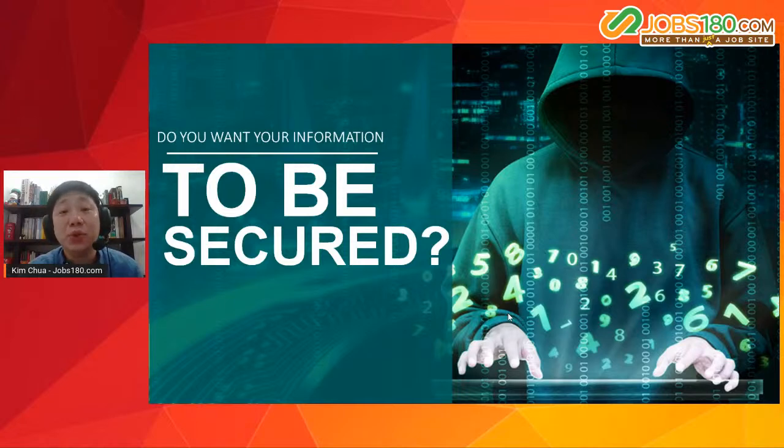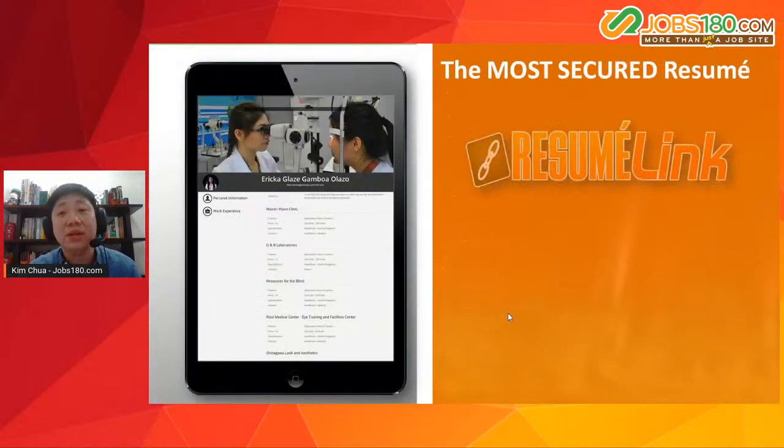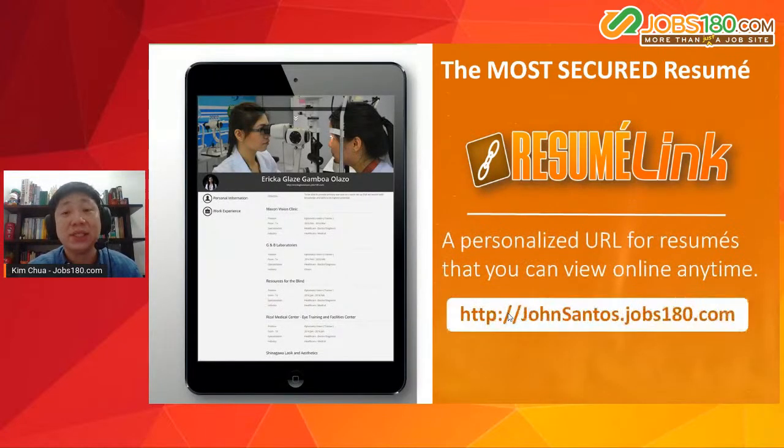Okay, so ano ba itong tool na ito? This tool is called the most secured resume platform. This is the resume link. The resume link is a personalized URL. It is a link that anyone can open online anytime. As an example, you can see on the screen, it says there, John Santos. Halimbawa lang ikaw si John Santos, ang resume link mo pwede maging johnsantos.jobs180.com. Ganun lang kasimple. Yan na po ang resume or ang resume link ninyo.